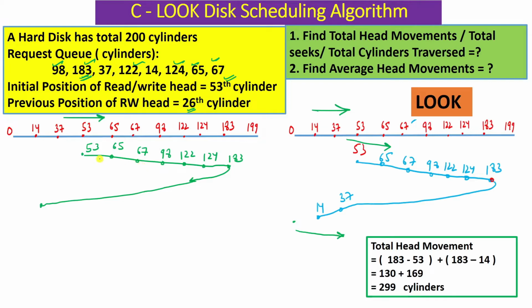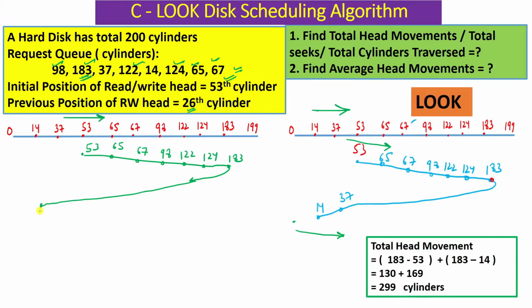In the same way, in C-LOOK we are going till 183. When we reverse our direction, we will simply go to the request present in the queue. If you see in this direction, 14 is the minimum cylinder number on this path. So we will come directly to 14, and we will not complete any request in this path. We will stop here.